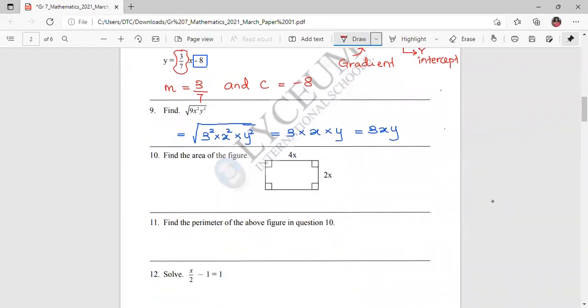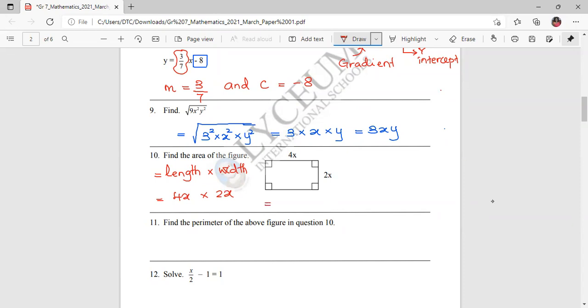So then question number 10, we want to find the area of this figure. First of all, we want to understand how to get the area, that is length into width, right? So here the length is 4x and the width is 2x. How do you get the area value?